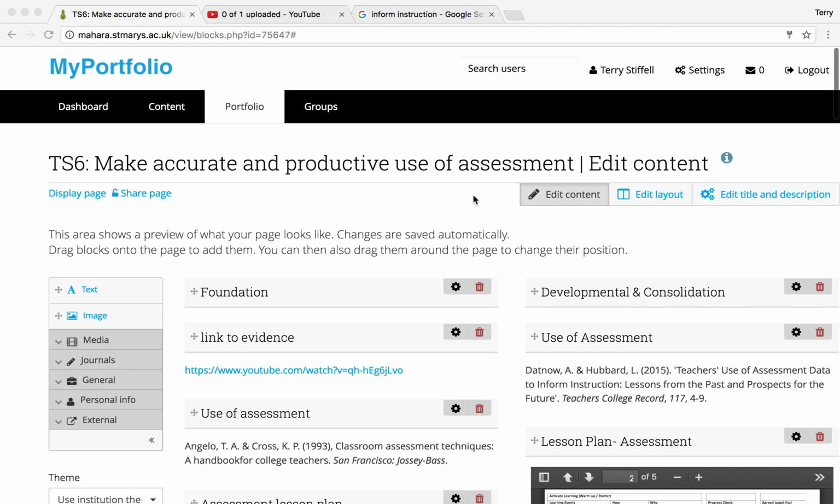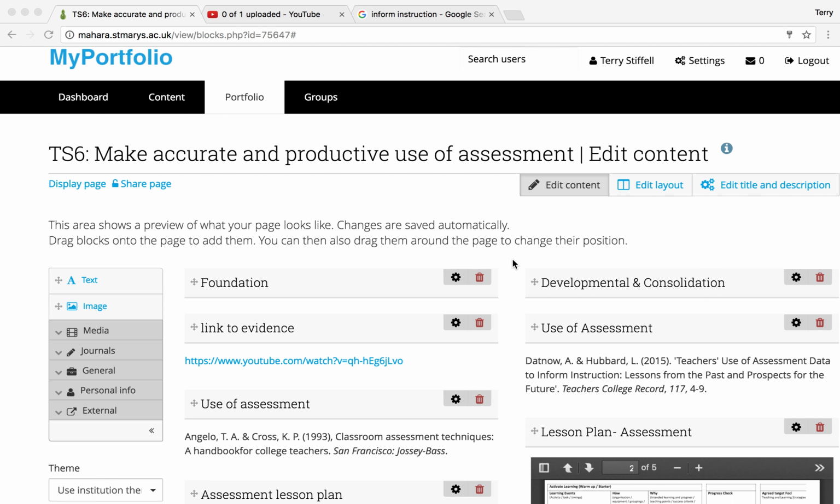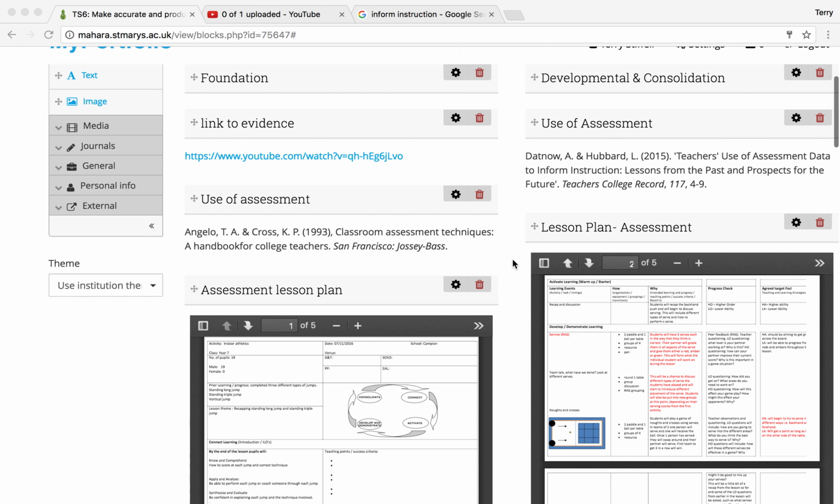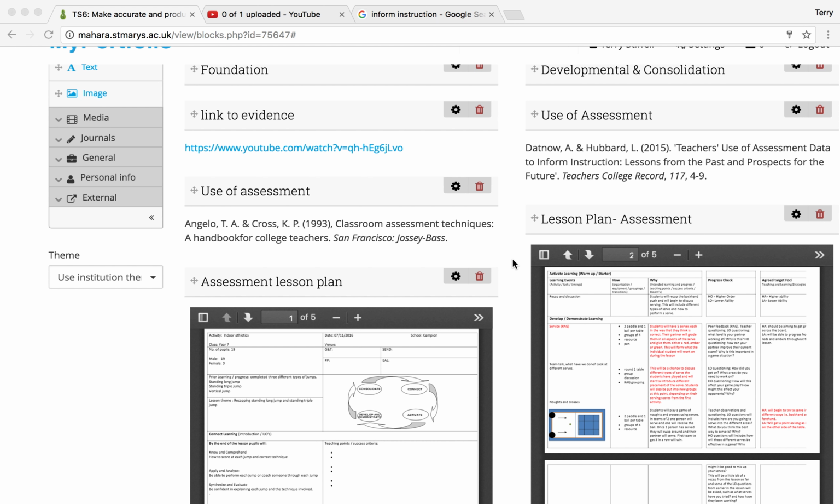So this is Teaching Standard 6, make accurate and productive use of assessment. Dano and Hubbard 2015 show that assessment is used for instruction, so where students are currently working, where they could potentially be working, and whether or not they need to be moved up or down a set depending on their level of ability or knowledge, or even their behaviour. So assessing everything is crucial to student life, really.